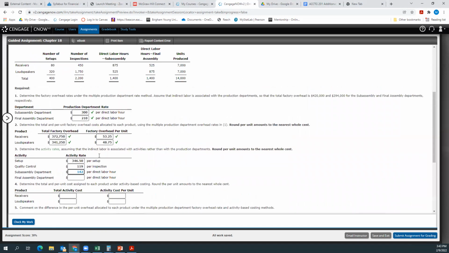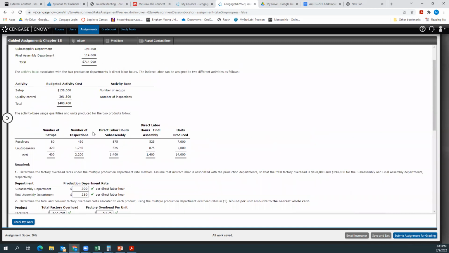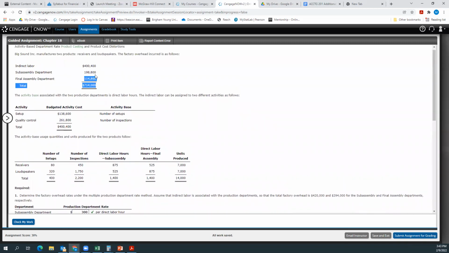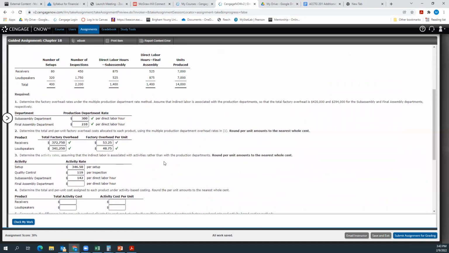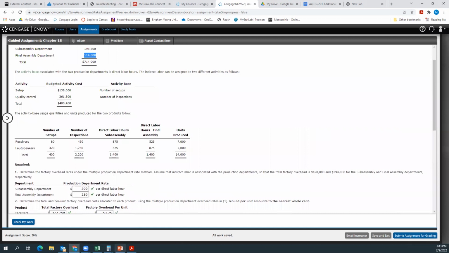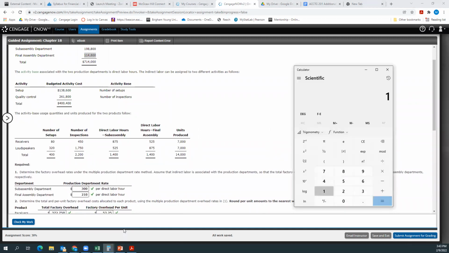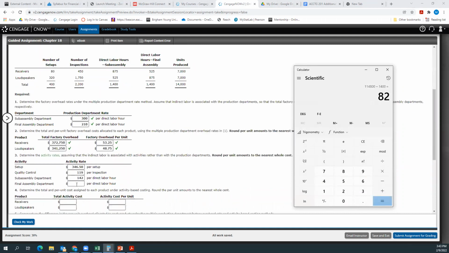We'll do the same thing for final assembly. We'll say final assembly is $114,800. They also had 1,400 direct labor hours. Divide that by 1,400, $82 per direct labor hour.